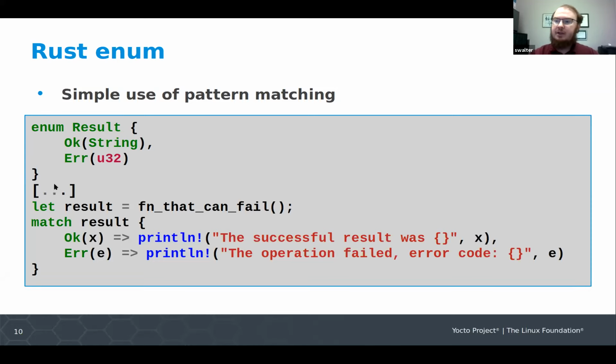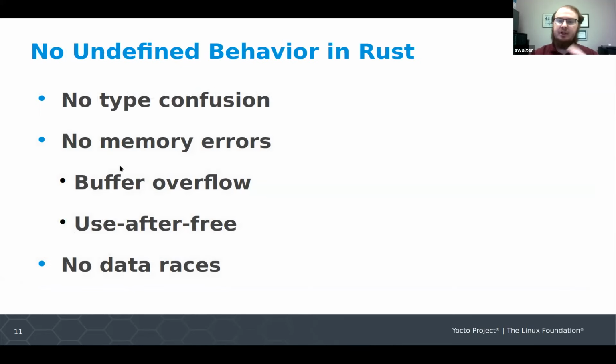And so this is actually so useful that it's in the standard library, except the standard library version has type generics so that you can use any type for your success case and any type for the error case. And so that's very commonly used both in the standard library and across the larger Rust ecosystem as well, all the third-party crates and so on and so forth.